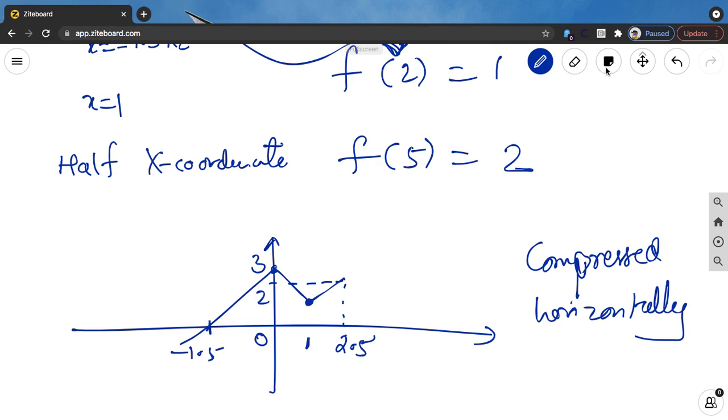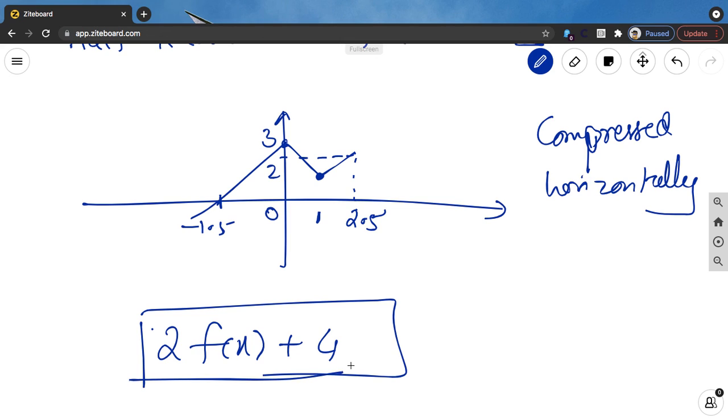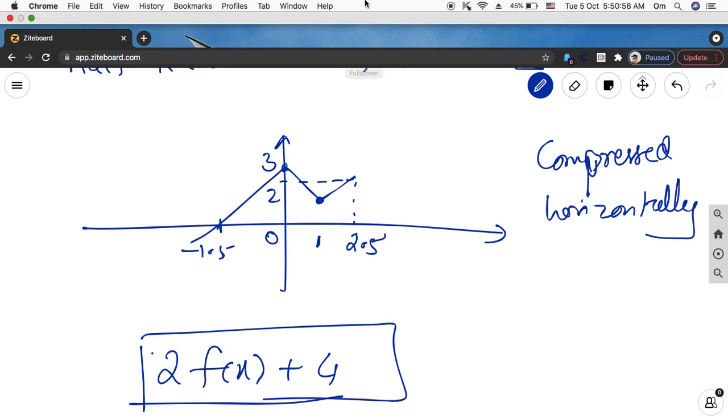Okay. Now, I want you to try something on your own, and that is 2 of f of x plus 4. Look at your original graph. Try this on your own, and then we will discuss further.